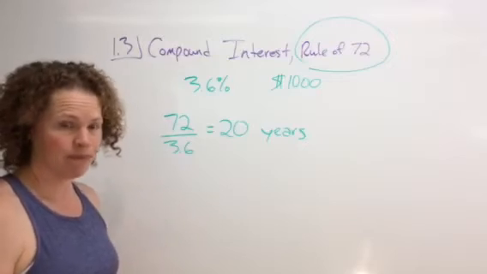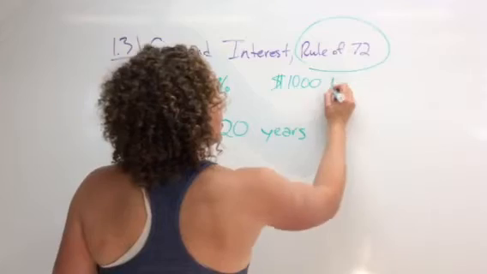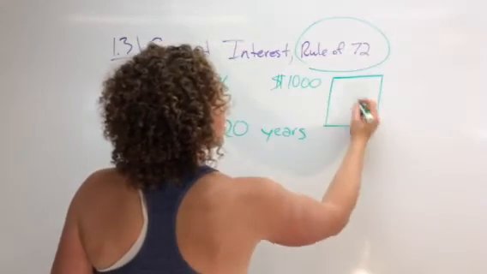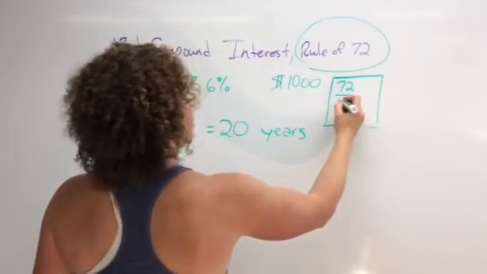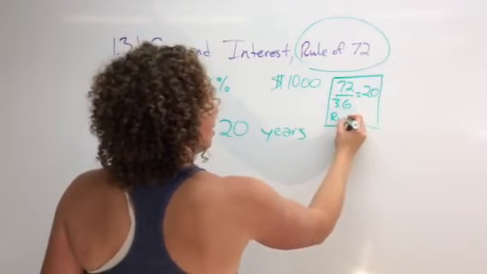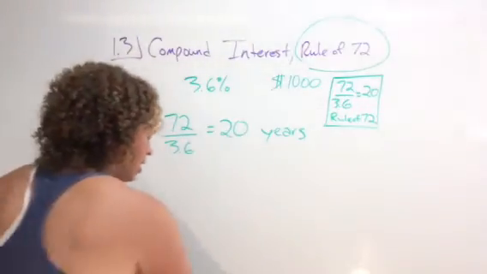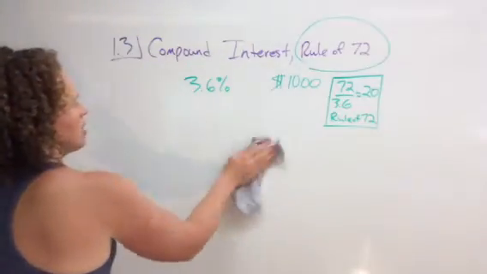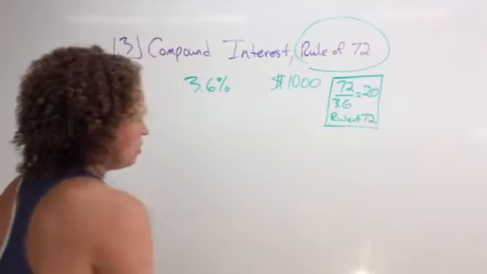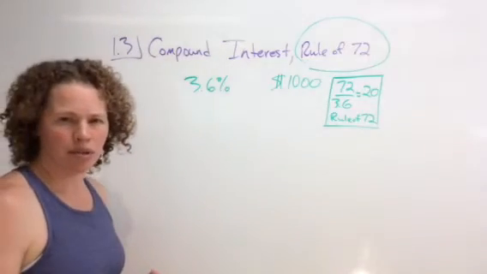Pretty simple, right? Now, we're going to put over here 72 over 3.6 equals 20. And that's using the rule of 72 to figure it out. The reason I'm doing that is because I'm going to use this example to go through the next part, which is where it gets a little more complicated.